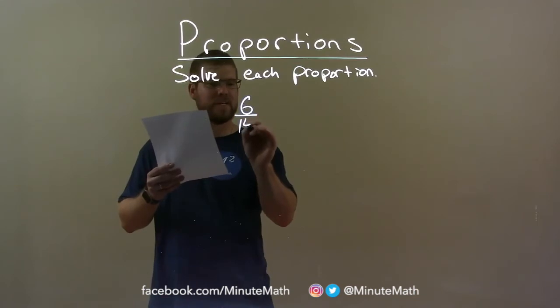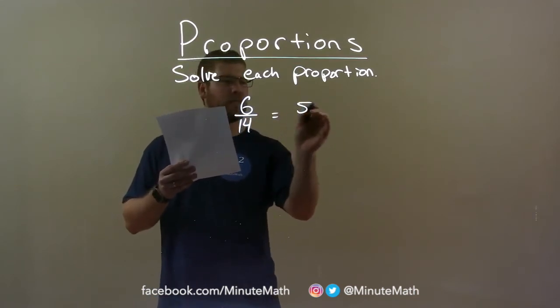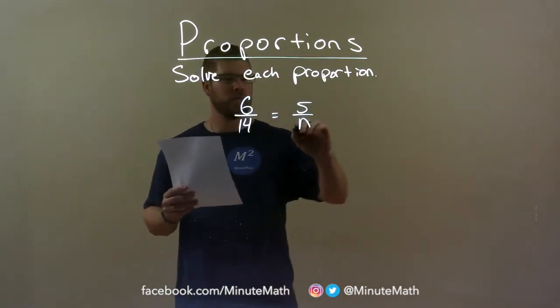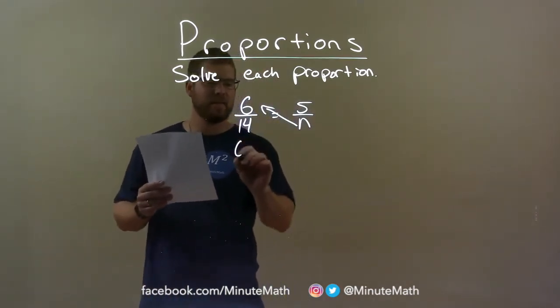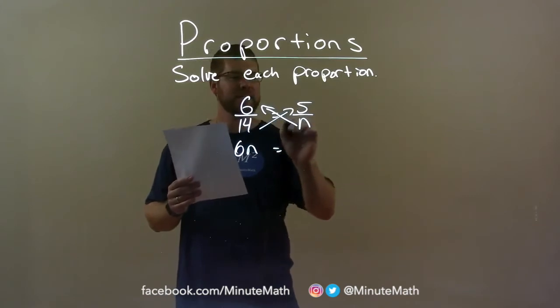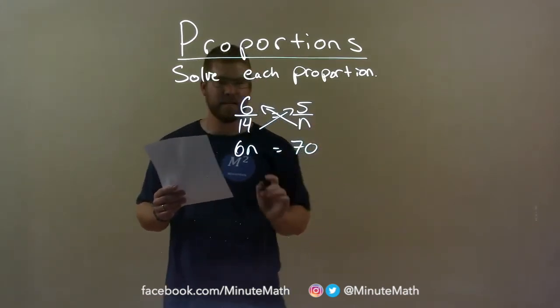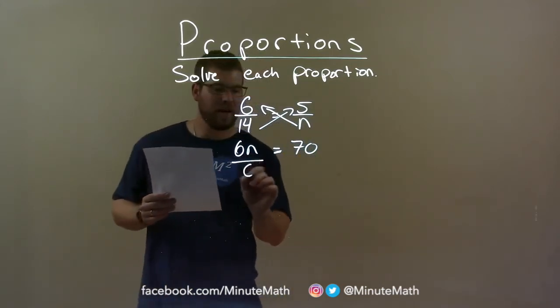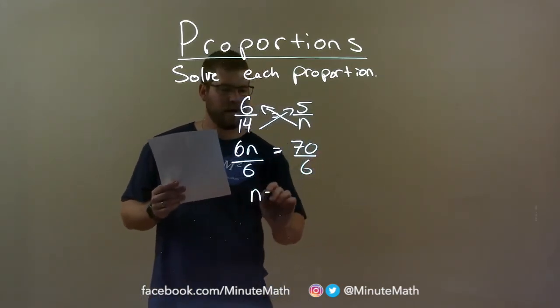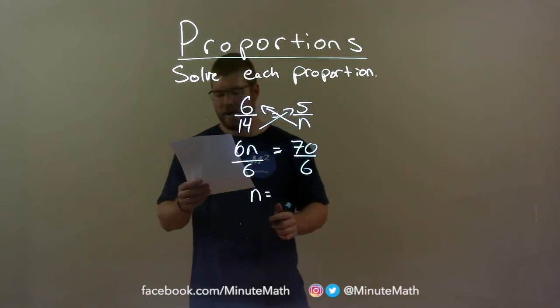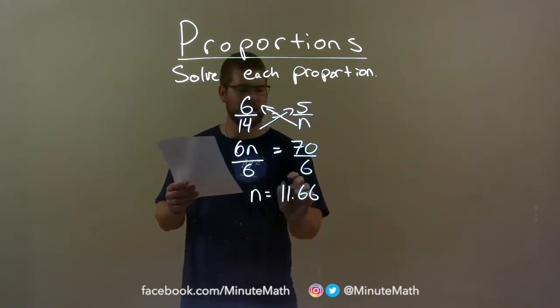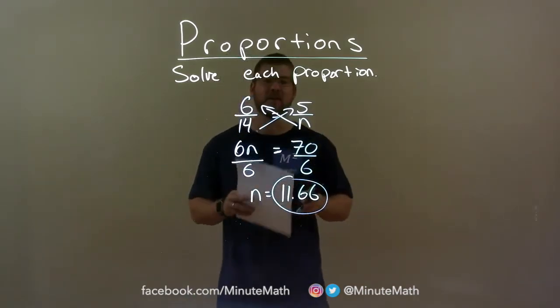6 over 14 equals 5 over n. Okay? First thing I want to do is cross multiply. 6 times n is 6n, and 14 times 5 is 70. Okay? So now I have 6n equals 70. I divide both sides by 6. n is by itself, and 70 divided by 6 is 11.66. Don't really worry about the rounding here, and that is our final answer.